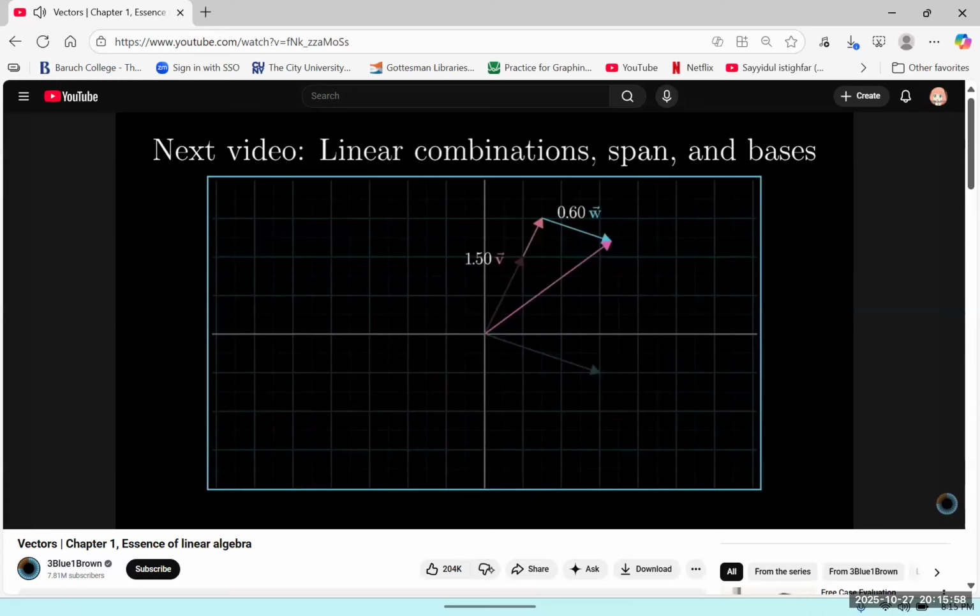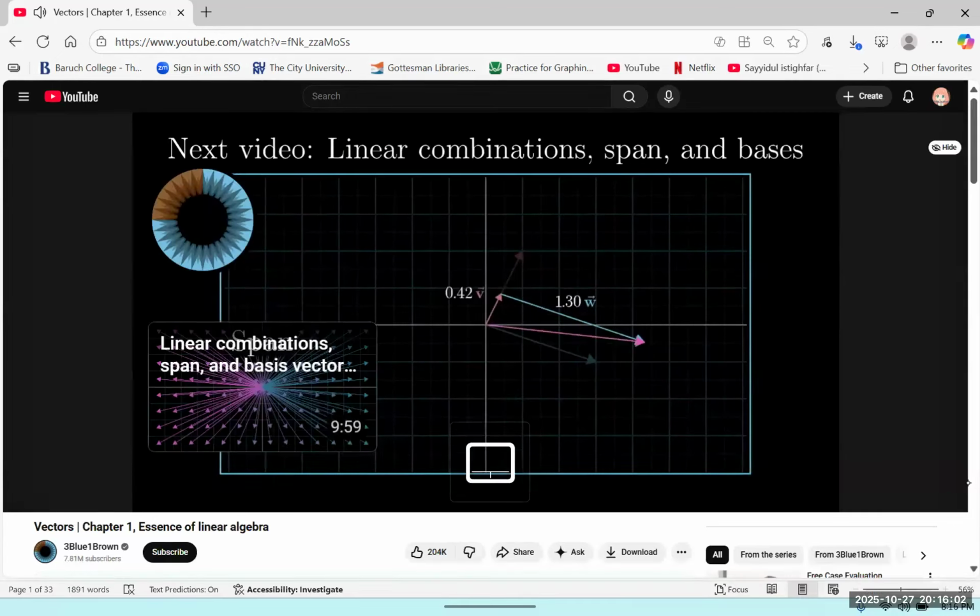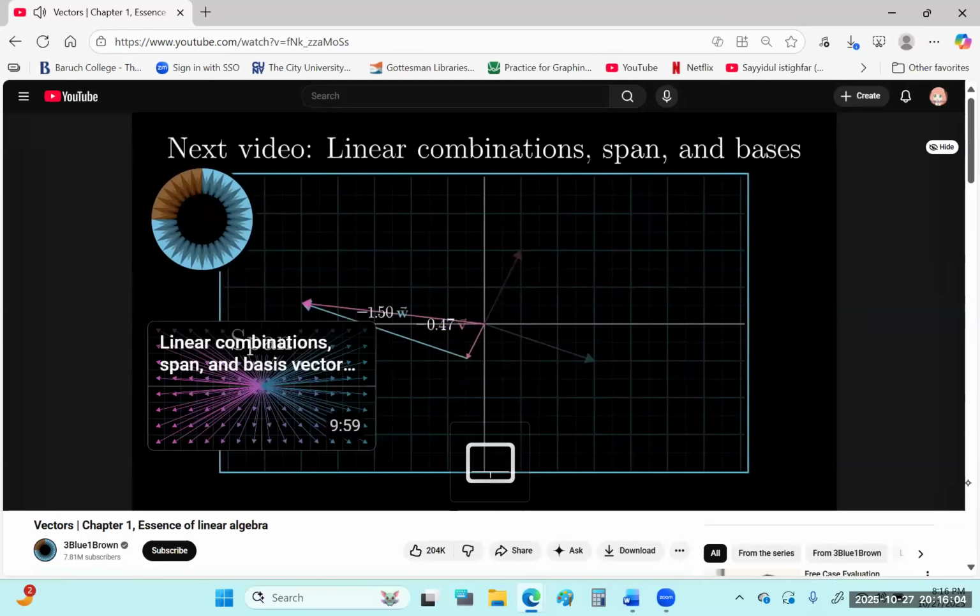So there are your vector basics, and in the next video, I'll start getting into some pretty neat concepts surrounding vectors, like span, bases, and linear dependence. See you then.